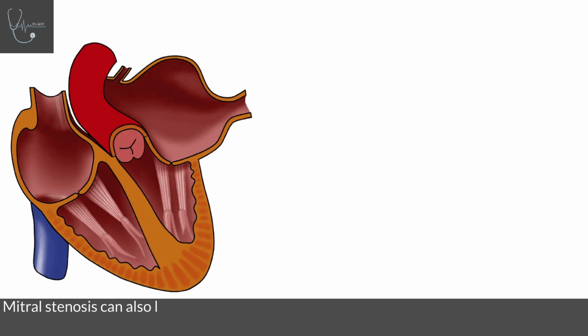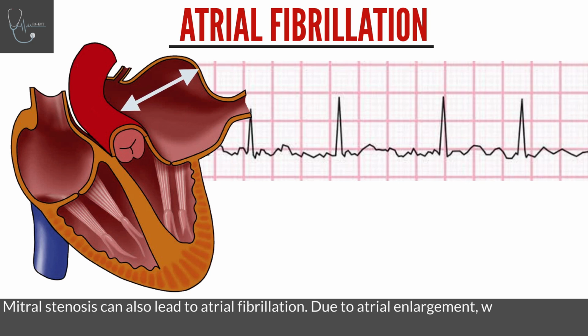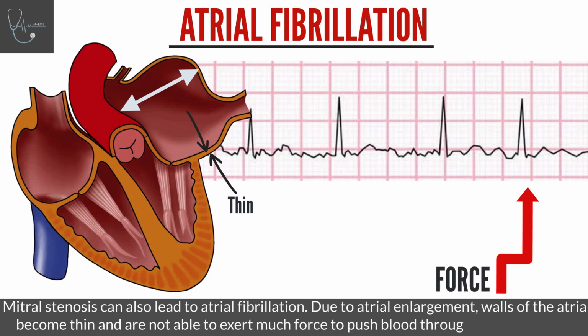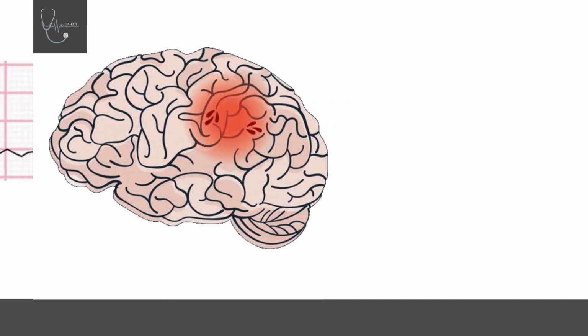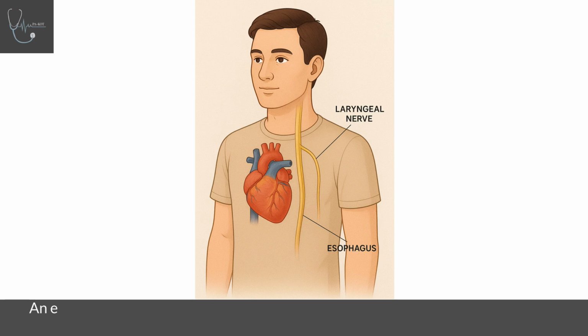Mitral stenosis can also lead to atrial fibrillation. Due to atrial enlargement, the walls of the atria become thin and are not able to exert much force to push blood through a stenotic valve. This can lead to thromboembolic events such as strokes.